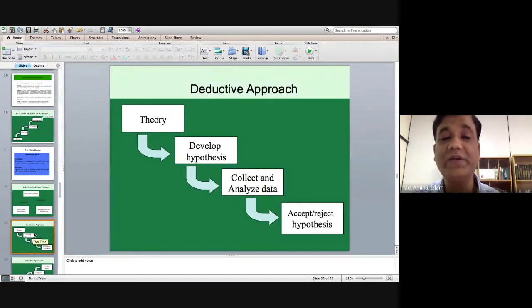So this is the deductive approach. We start with the theory, we develop hypotheses based on the theory, we collect data and analyze data, and based on that, we accept or reject the hypothesis. That helps us to explain the problem in hand. This is the deductive approach. We start with the theory.